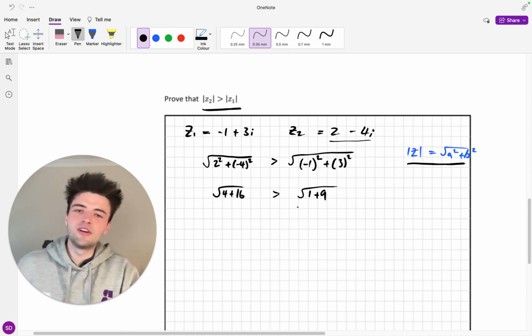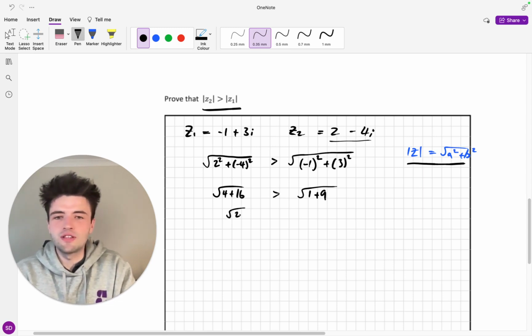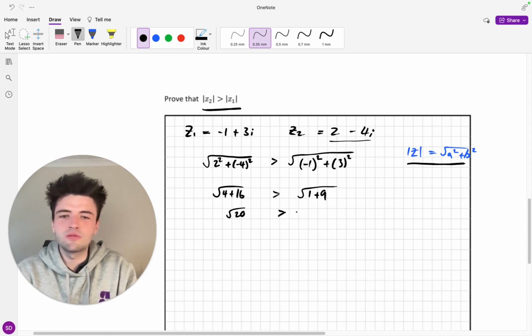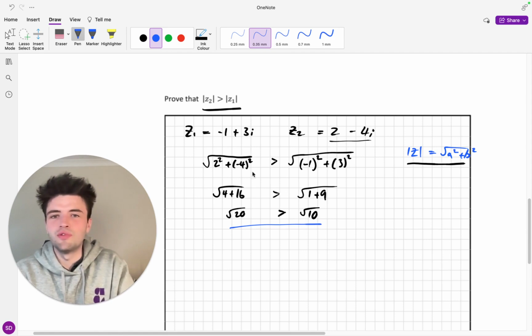By simplifying this a bit further, we can see that it clearly is the case that z2 has a bigger modulus than z1. But we can simplify it right down to the very last step. We've got the square root of 20 on the left hand side, and then the square root of 10 on the right hand side, which is obviously smaller than that. And so we've proven that the modulus of z2 is greater than the modulus of z1.